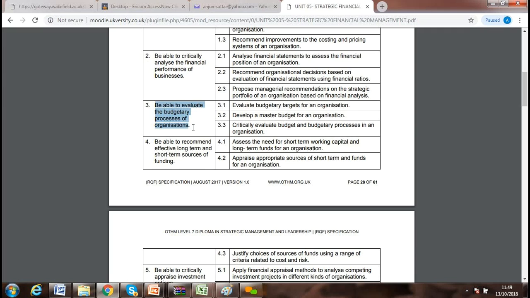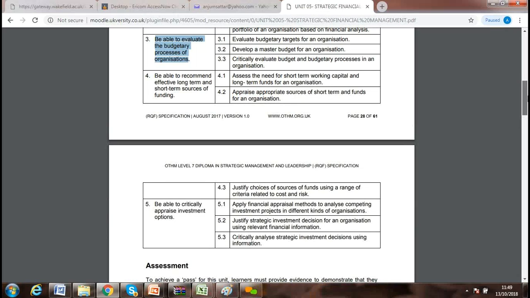So third, our learning outcome: be able to evaluate the budgetary process of an organization. We'll discuss budgets and the differences between them. We'll try to prepare different budgets, like a cash budget, which will go through cash forecasts, and a budget is always linked with the sales forecast.